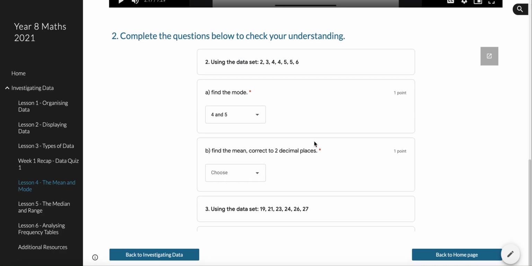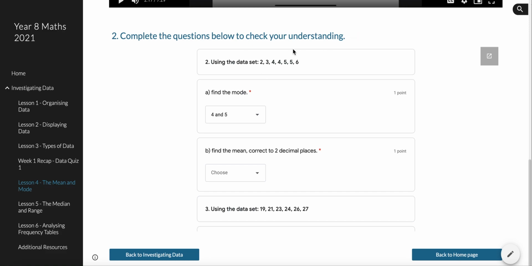Now find the mean. So the mean, again, we're using that formula, so we need to add up all the scores and then divide by the number of scores. It's the same as finding the average. So we'll add up all our scores. 2 plus 3 plus 4 plus 4 plus 5 plus 5 plus 6. And how many scores did we have? 1, 2, 3, 4, 5, 6, 7. So we need to divide that sum by 7.